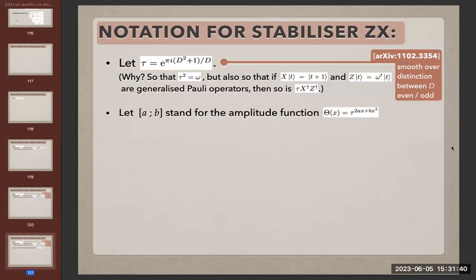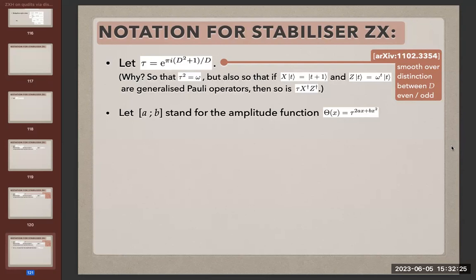This is, again, a riff off of Booth and Carette's work, but we take A semicolon B in brackets. We use this as shorthand to denote an amplitude function evaluated over the integers, which is just a particular power of tau, a power of tau which is potentially a quadratic function in X, the basis label. And so we have 2 times AX. Why 2 times AX? Well, that way we will have something to do with tau squared for things which are very much like the Pauli operators. And then we'll have this separate quadratic component, B times X squared. And A and B in principle can be any integers that you like. In many cases, you'll be able to think of them as being evaluated mod D.